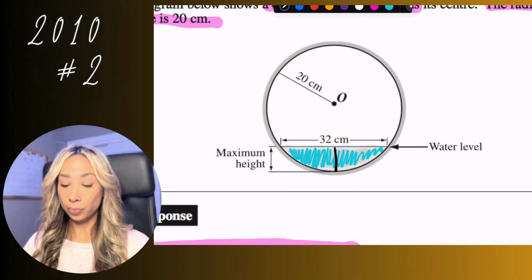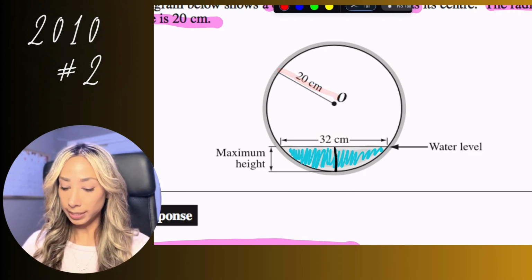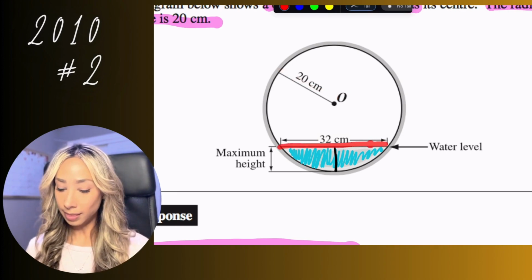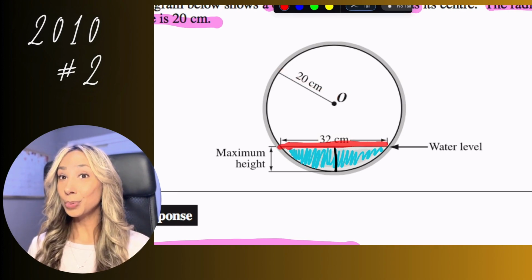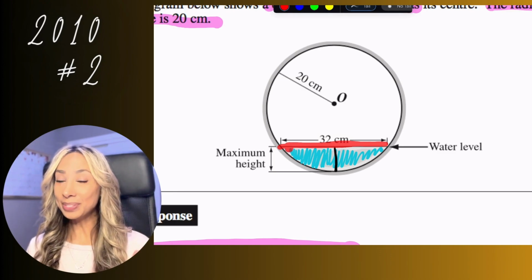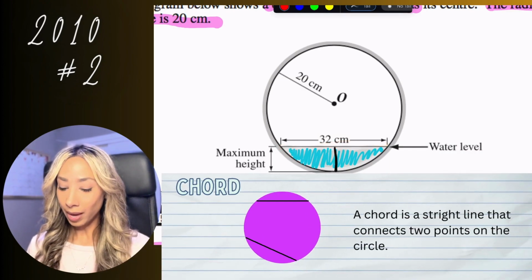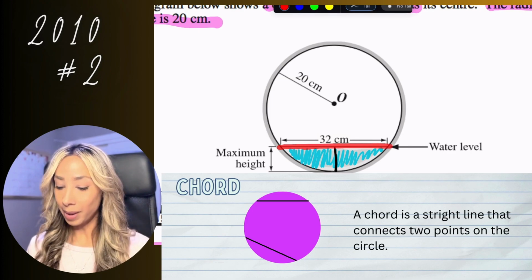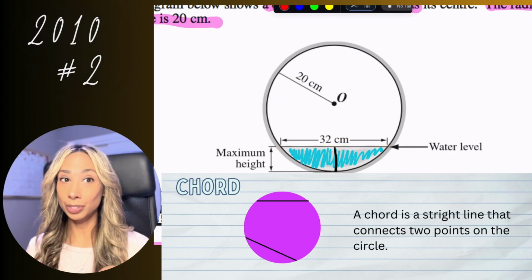Now we do know our radius, as we said before, is 20, and they gave us this line here. Do we remember what that line is called? Okay, I'm hoping you said it. That line is a chord. So that means it's a measurement from edge to edge of the circle, and that is 32.